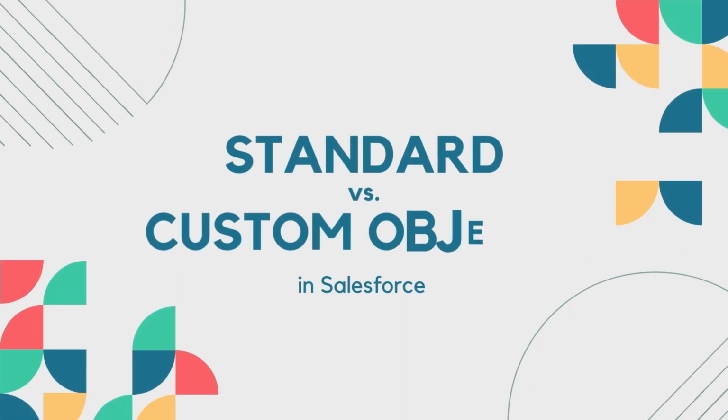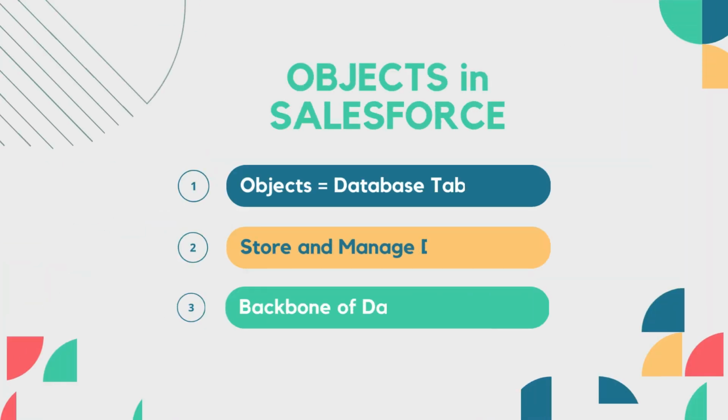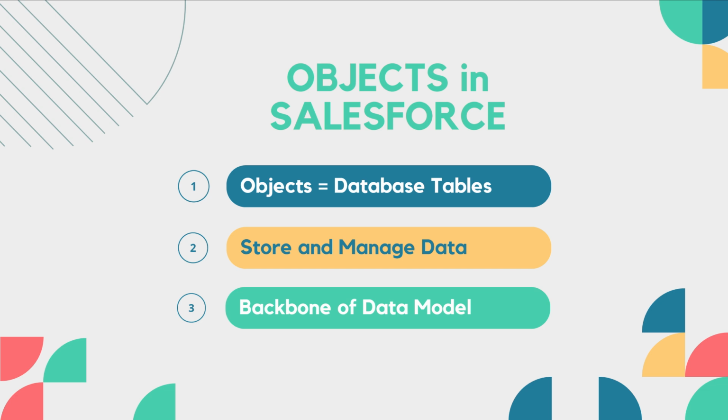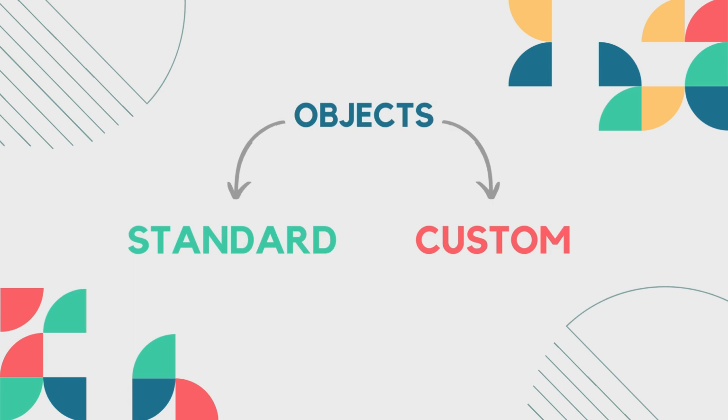In this video, we will learn about the standard and custom objects in Salesforce. In Salesforce, objects are database tables that allow us to store data specific to our organization. They are the backbone of our data model, which enables us to organize and manage information efficiently. Now, Salesforce objects come in two main types, standard objects and custom objects. Let's talk about each of them one by one.